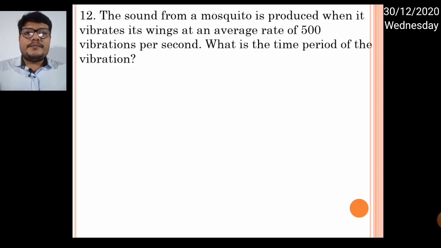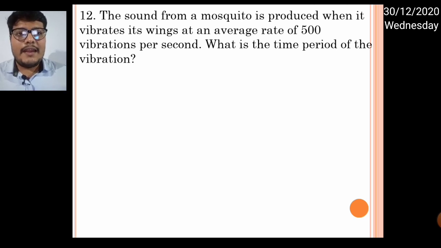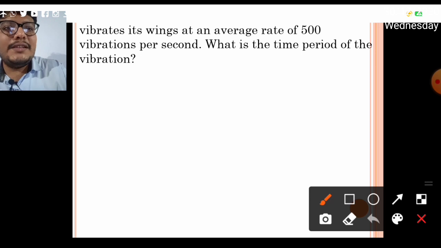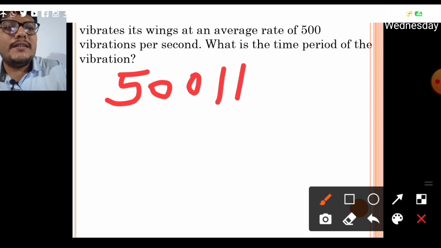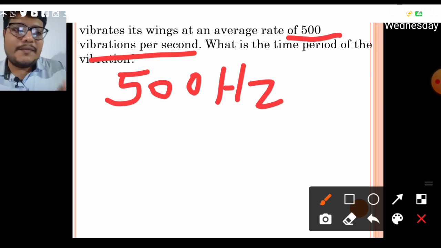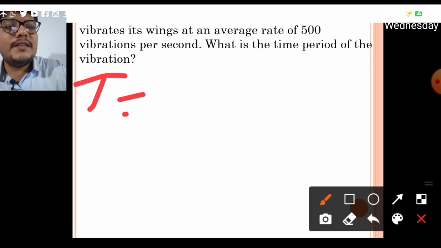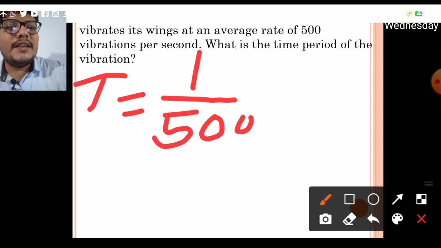So question number 12: the sound from a mosquito is produced when it vibrates its wings at an average rate of 500 vibrations per second, right? When a mosquito vibrates 500 times per second, this is its frequency. 500 hertz is the frequency. Remember it, because it is written 500 per second. Oscillations in a second, that is frequency. Now what are they asking for? They are asking for the time period. So how will we find the time period? Time period means time, that is 1 second, upon the number of oscillations or vibrations, that is 1 upon 500.